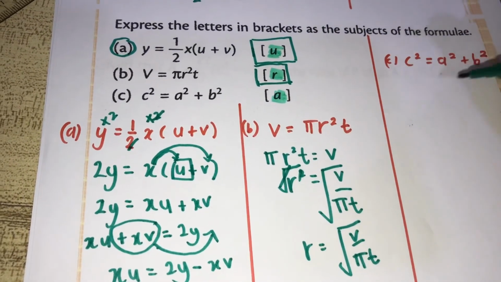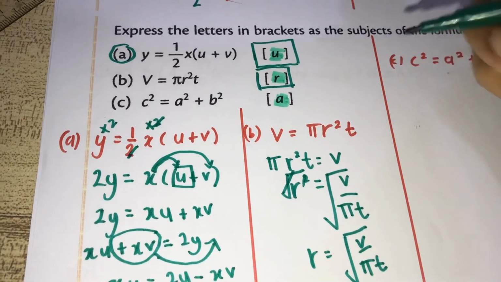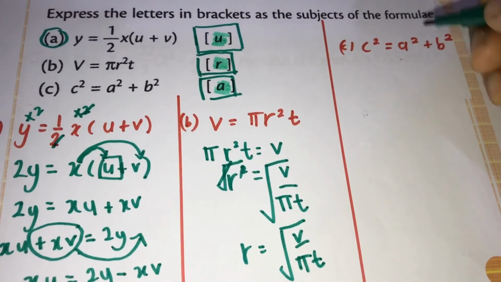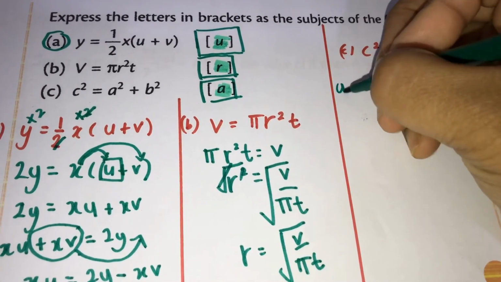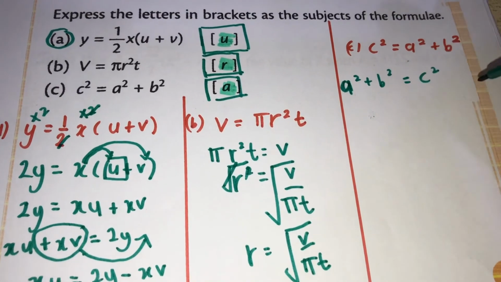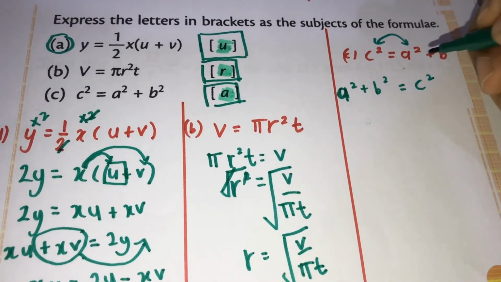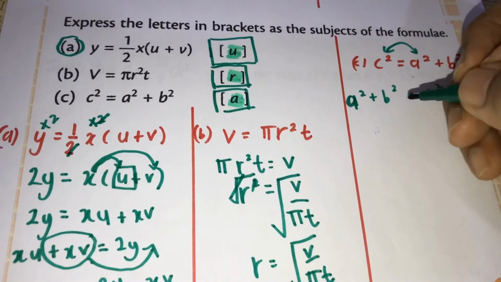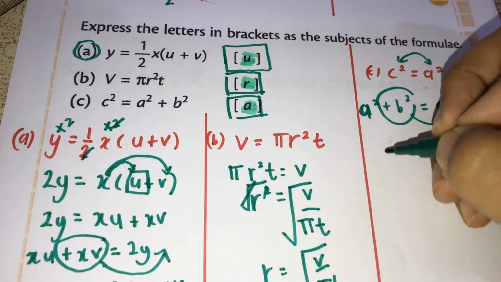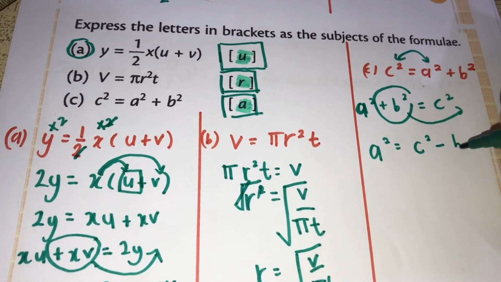Then question C. C is more simple. c square equal to a square plus b square. So a is the subject formula. Here a is at the right, so you must change place first. It becomes a at the left side: a square plus b square equal to c square. First step, you change place. Now, because a is the subject, you must move b square to the right. So a square equal to c square minus b square.